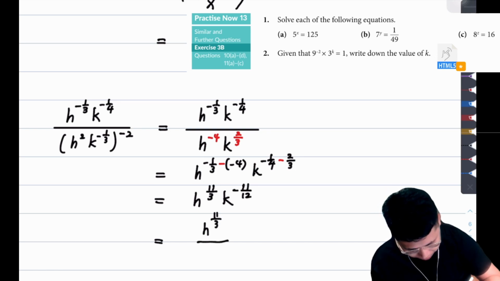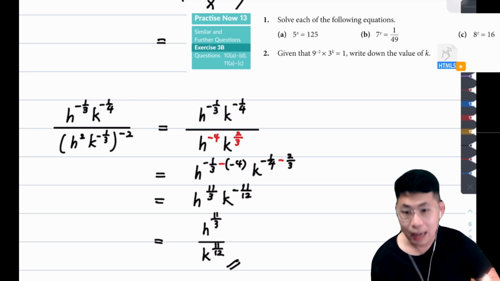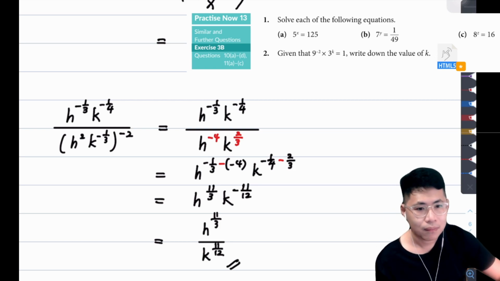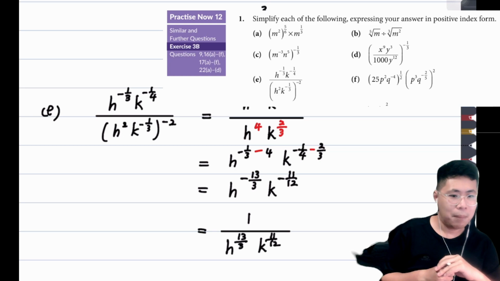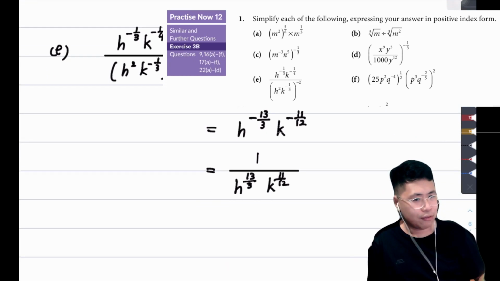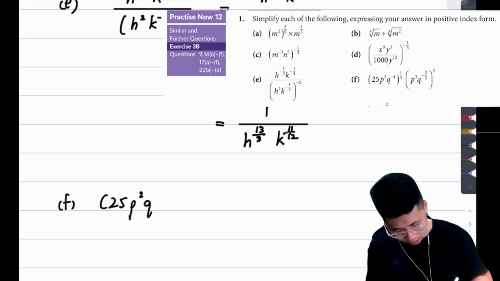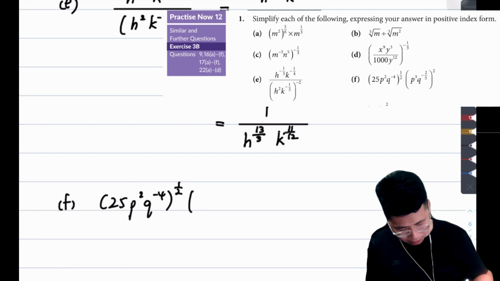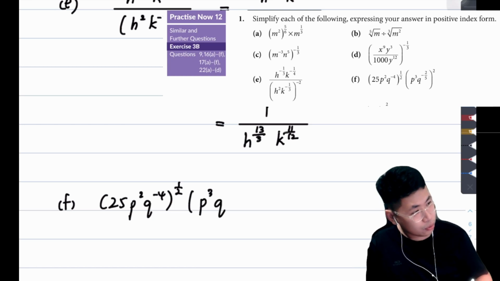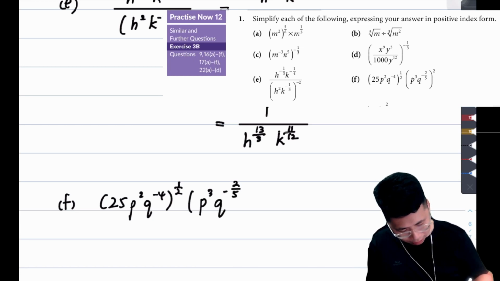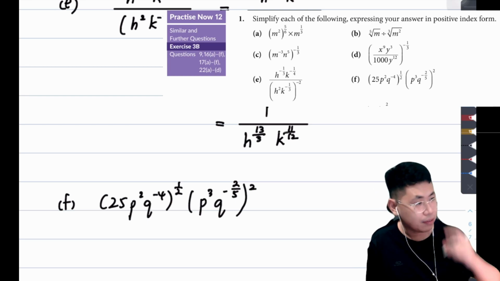And last but not least, I have k to the power of 11 over 12 at the bottom, like that. Okay? Alright. Part F. For part F, we are going to look at two different things. We have 25p squared q to the power of 4, with a half on the outside, and we are going to have p cubed q to the power of negative 2 over 5, and then we have a square outside.